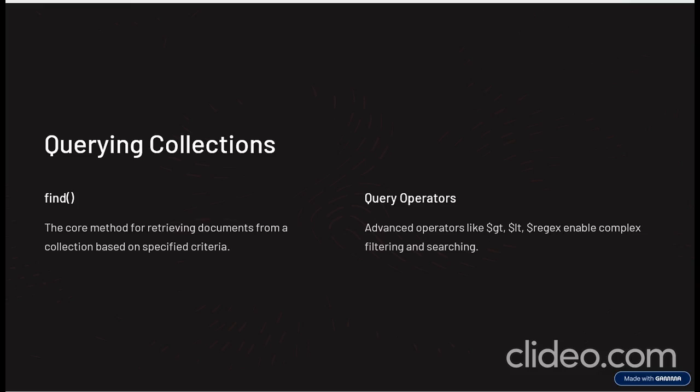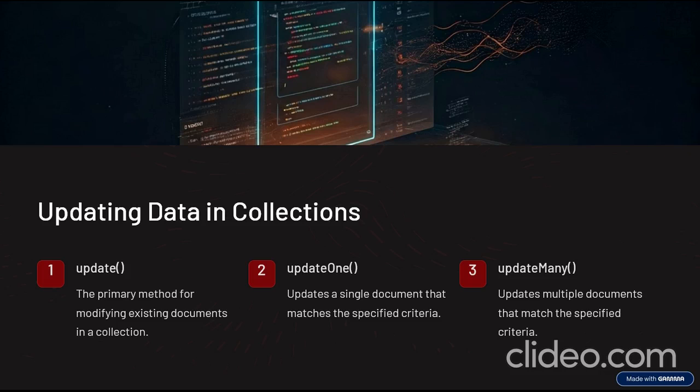Querying collections. Okay, now we have data. How do we retrieve it? That's where find comes in. Find is a core method to search and retrieve documents based on specific criteria. And if you want to get fancy, MongoDB provides powerful query operators, things like $gt for greater than, $lt for less than, or $regex for pattern matching. These operators allow you to build complex and precise queries, helping you find exactly what you need quickly.